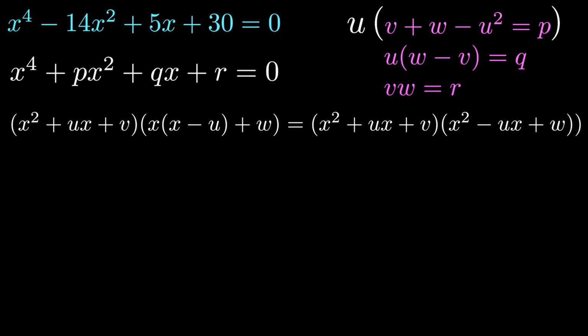Now, if we multiply our first equation by u and add it to our second equation, we get the following system of two equations: 2wu minus u cubed is equal to pu plus q, and vw is equal to r.